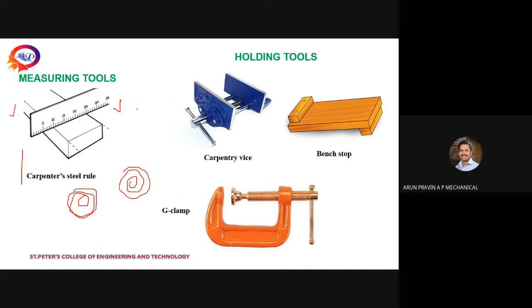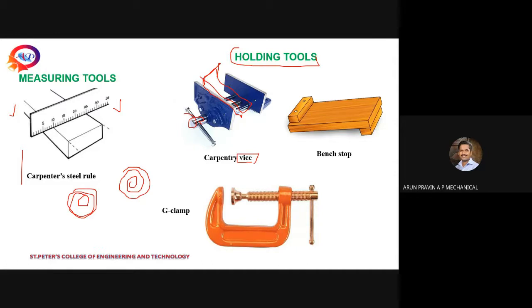So the next one is our holding tools. Holding means you want to fix the workpiece somewhere. Suppose you are working at a table, we want to fix the workpiece on the table. So what is fixed on a table will be used for carpentry, the carpentry vice. In between these two jaws we are going to fix your wood, then tighten it based on this lever. Once tight, we will do the planing operation, maybe the cutting operation, everything will be done after fixing. This is a carpentry vice.